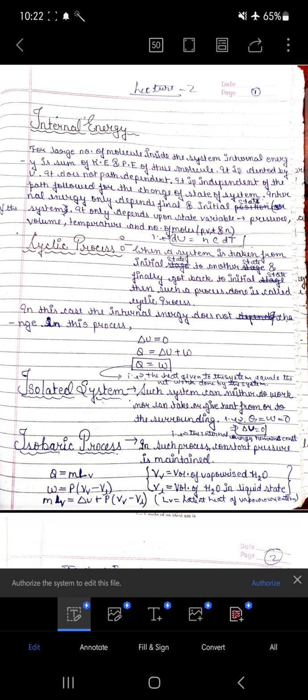So yesterday we discussed the first PDF, in which we talked about internal energy, work done and heat. Today you may see this PDF, which corresponds to lecture number 2, and it starts with internal energy. I explained internal energy yesterday, and that you better know. At last you may see that it is written dU = n C dT.